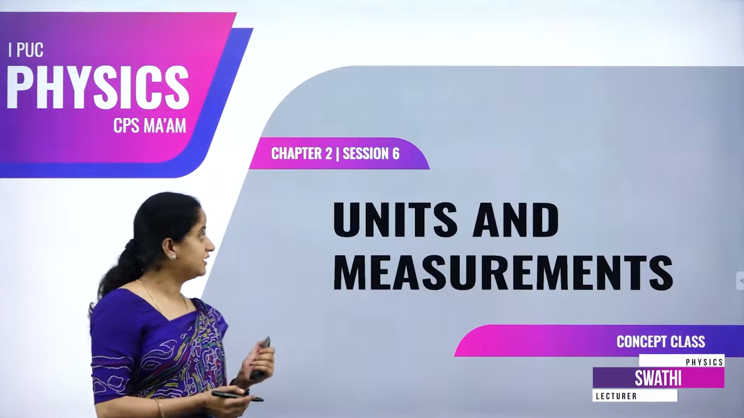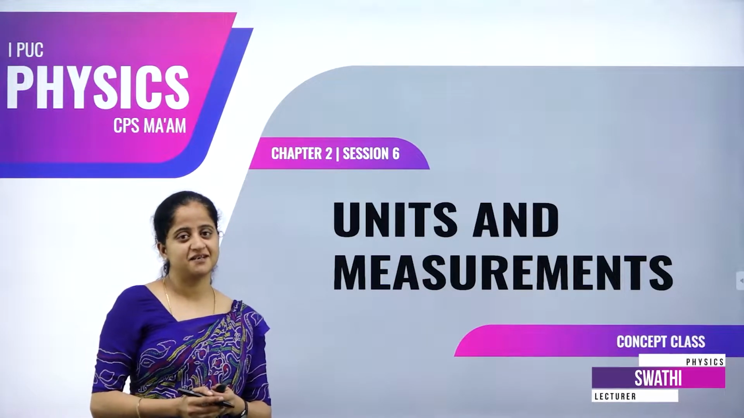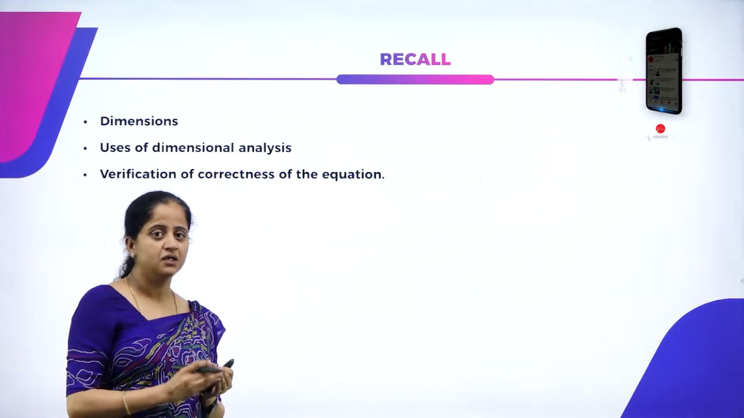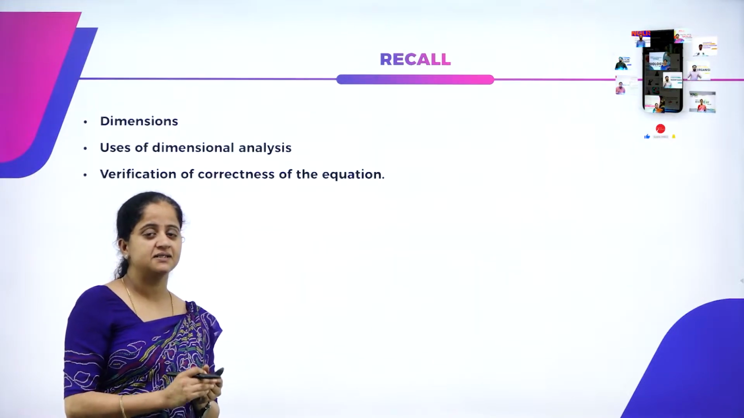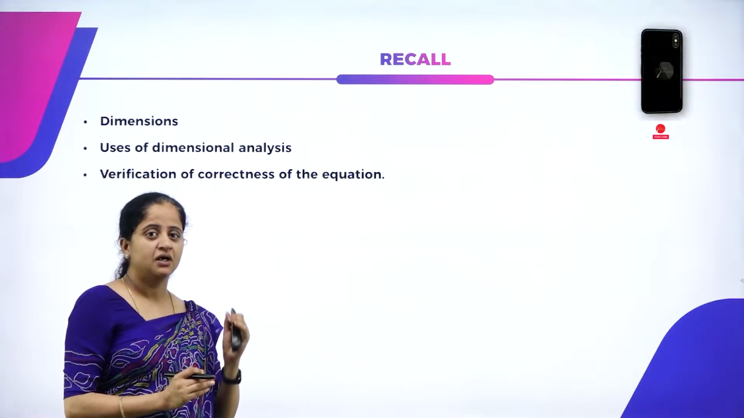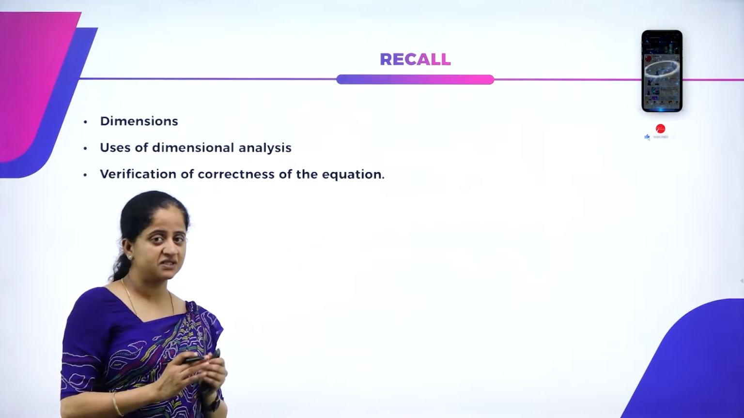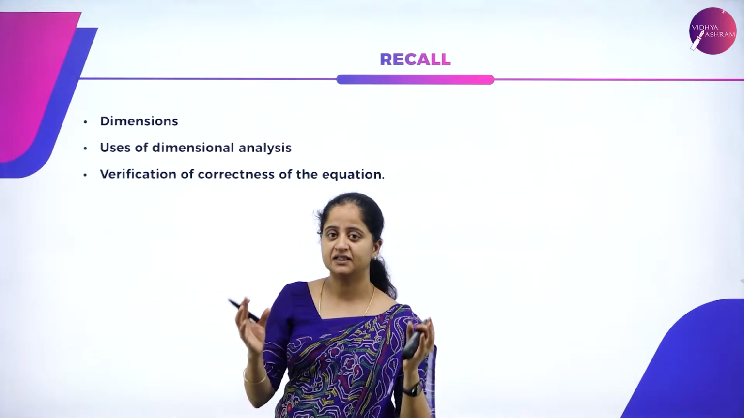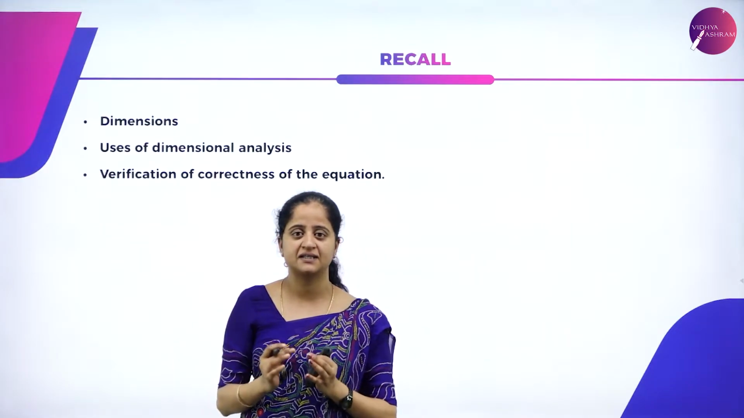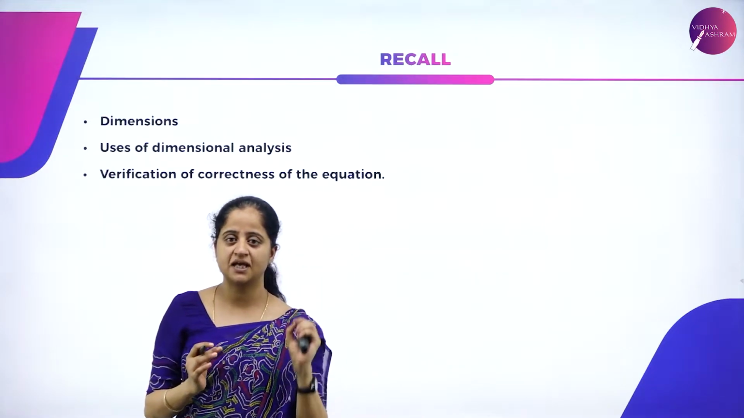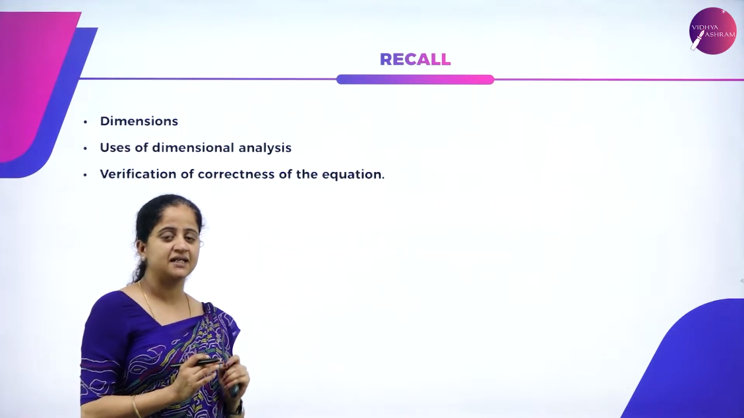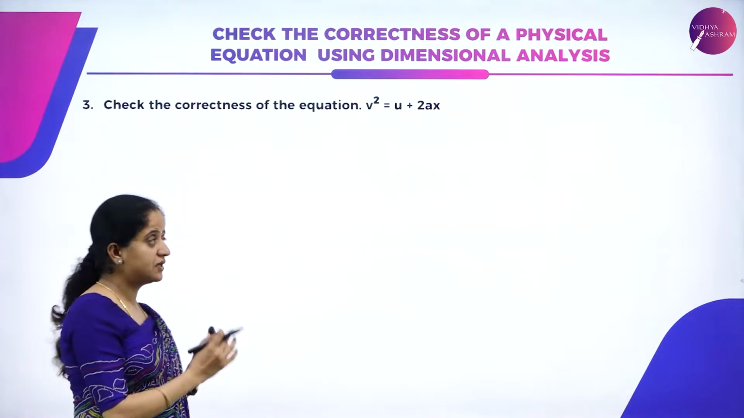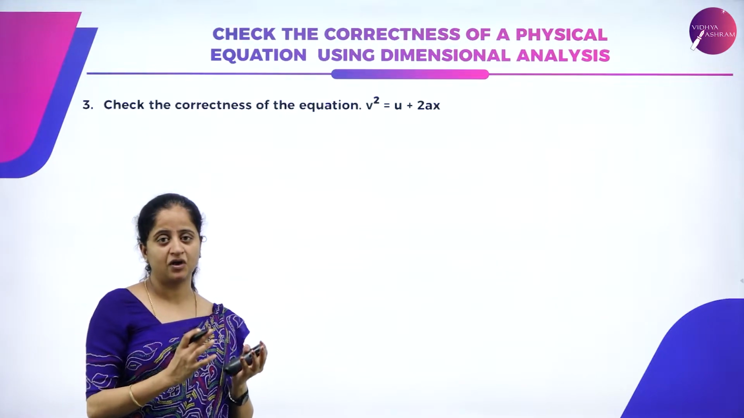Hello everyone. Welcome to session 6 of chapter 2, Units and Measurements. In the last session, we had discussed how to write the dimensional formula and what the uses of dimensional analysis are, in which we studied how to verify the correctness of the given physical equation. The given physical equation will have certain terms on both sides, like LHS and RHS. If all the terms have the same dimensional formula, then we can say that the given equation is dimensionally correct. Let us see now what happens if the equation does not contain the same dimensional formula on both sides.